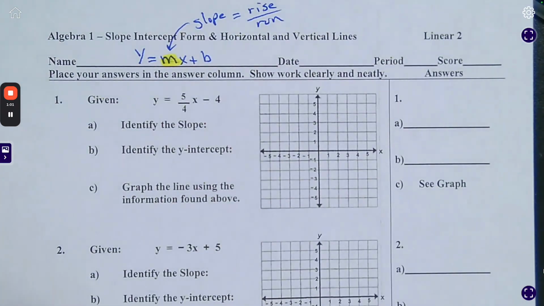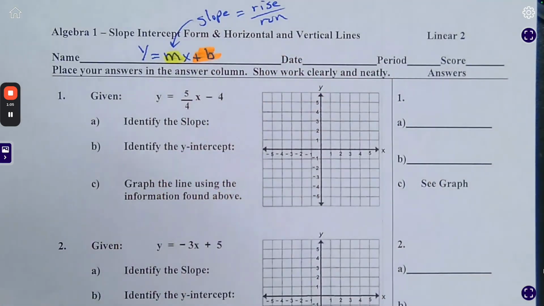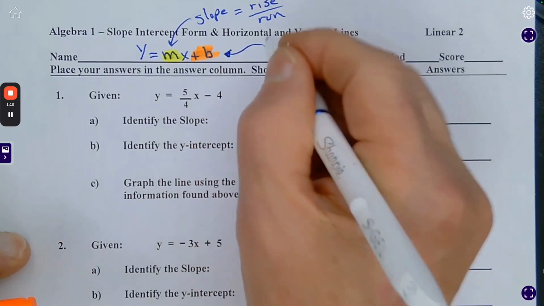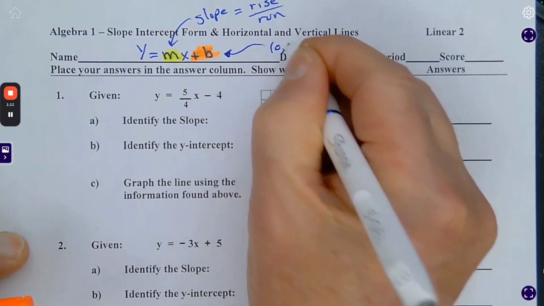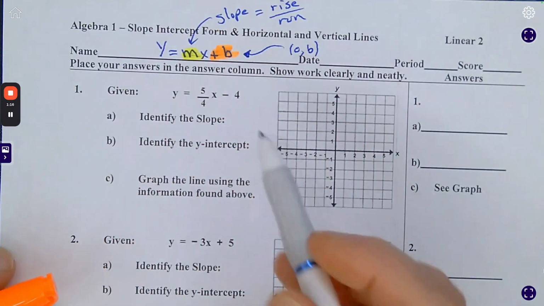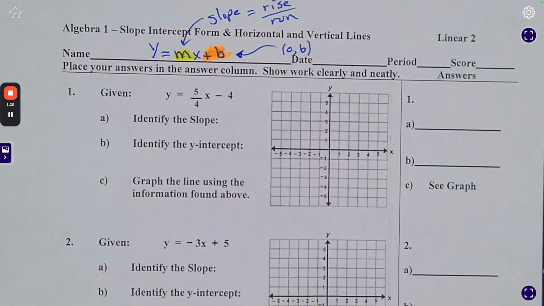The b right here is the y-intercept, and that y-intercept is always an ordered pair. The x value is known at the y-intercept. The x value is 0, and the y value is whatever that b is. Notice I highlighted that plus with the b. You're going to want to do that when you identify the b in the equations as well.